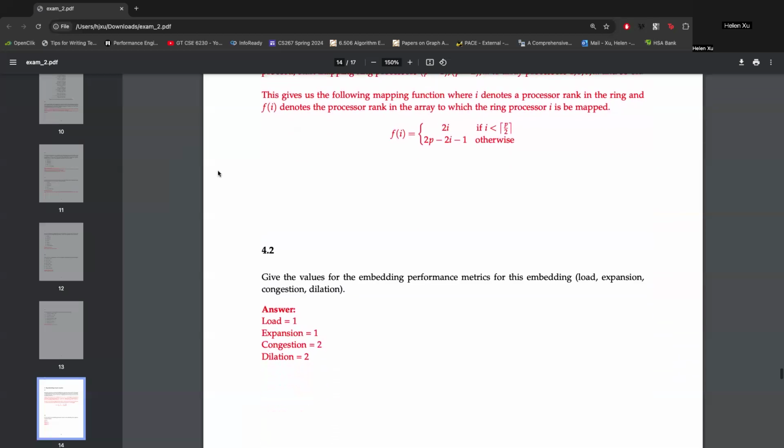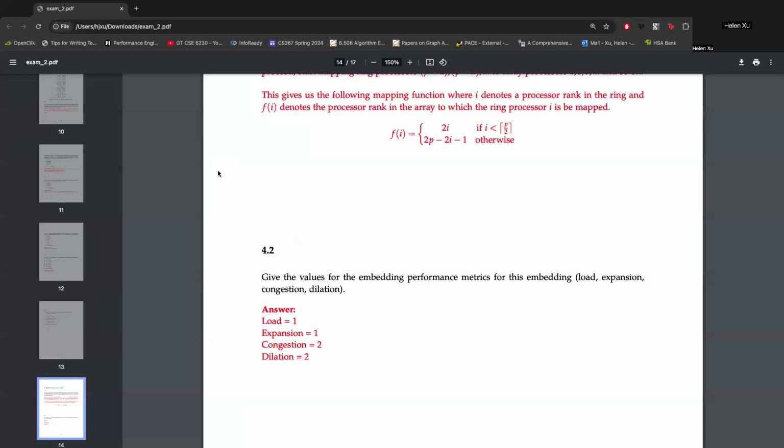And then the questions are, give the values for the embedding performance metrics: load, expansion, congestion, dilation. So load is how many vertices from the source get mapped to each vertex on the destination, and you take the max over those. In some embeddings, 2 vertices might become 1 vertex, for example, and that would be load 2. But here it's just a 1-to-1 mapping, you don't get any fewer vertices.